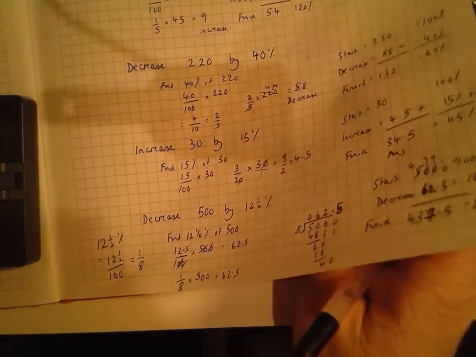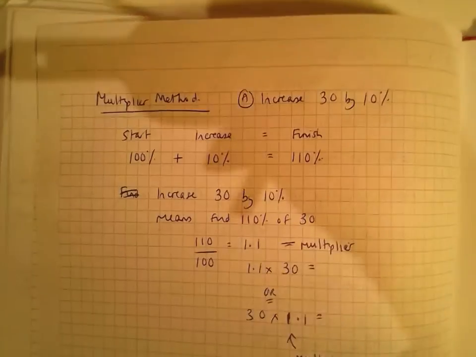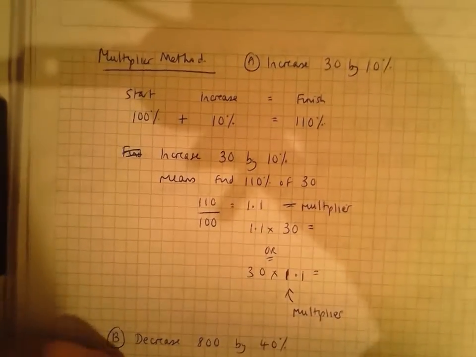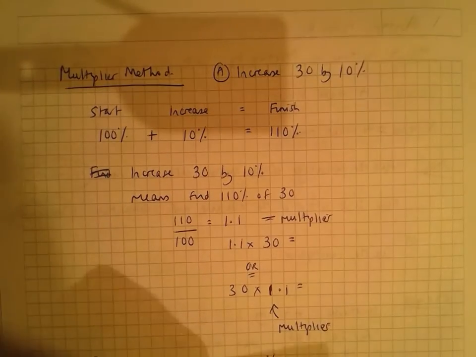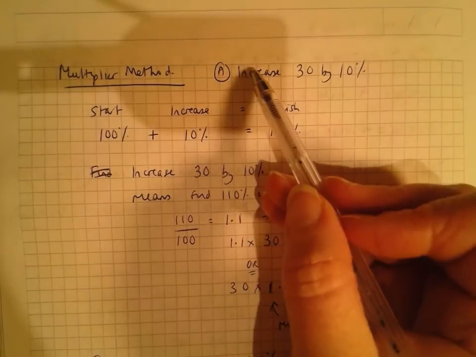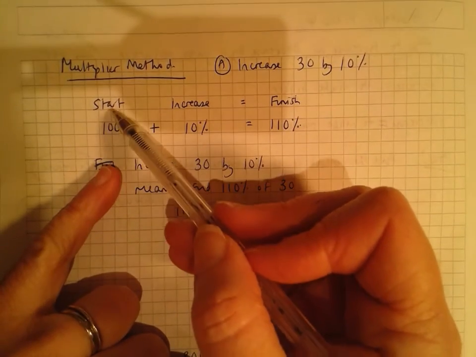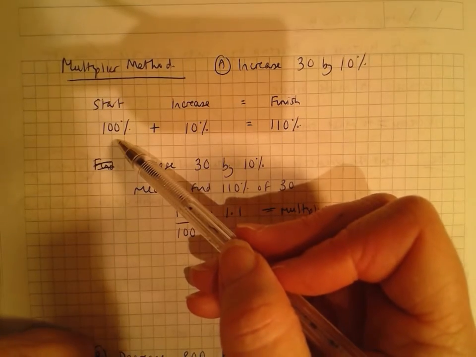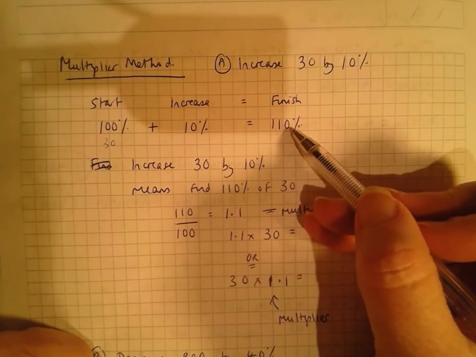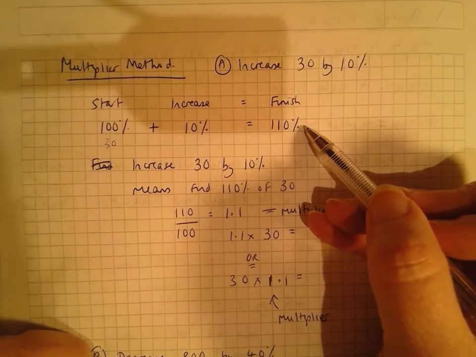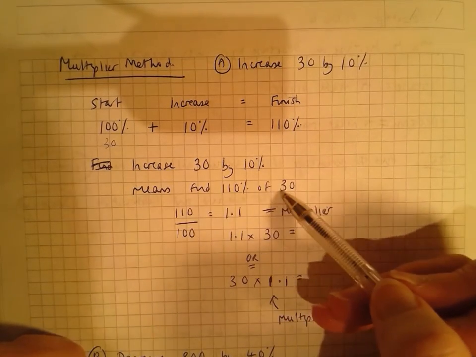Now, the multiplier method really quickly. The multiplier method works like this, and it's really useful when you come to compound interest, and it's very useful when you have lots of calculations to do, especially if you've got a calculator. So with something like increase 30 by 10%, which we did a moment ago, what we think about is we started with 100%, which would be the 30. We increased by 10%, and we ended up with 110%. So when we increase 30 by 10%, we're actually finding 110% of 30.